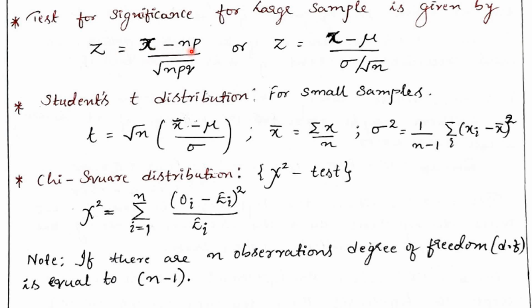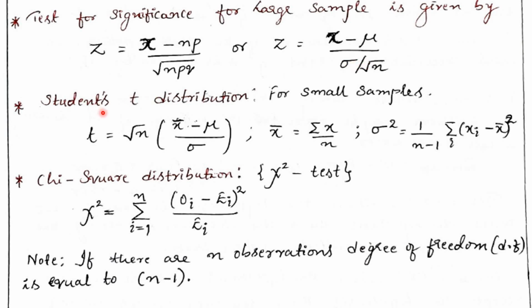Test for significance for large sample is given by the formula z equal to x minus np divided by square root of npq, or it can also be defined in another way. If mean mu and standard deviation are given, we can make use of this formula for large sample: z equal to x minus mu by sigma by root n. You should know that we apply this formula only for large samples.